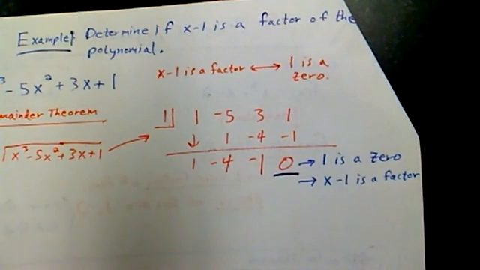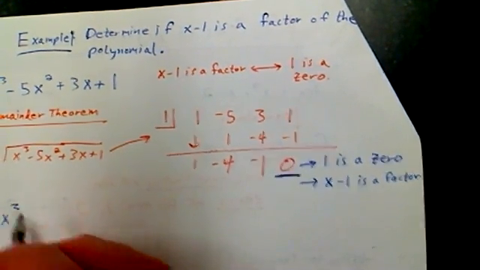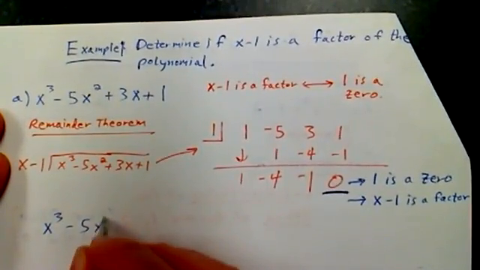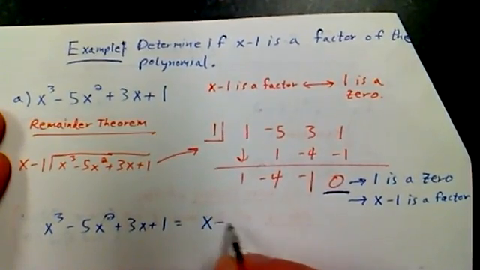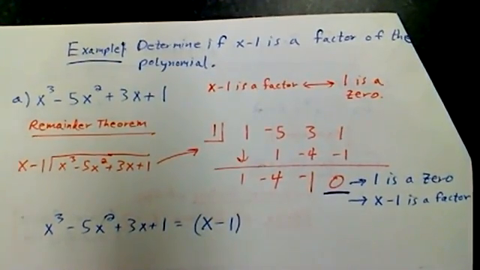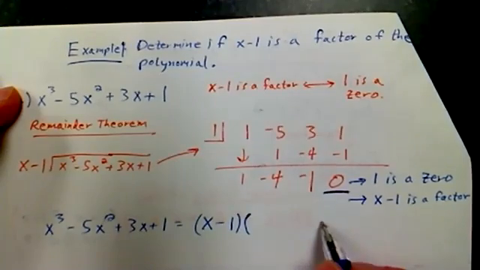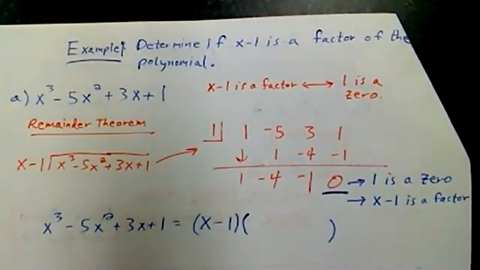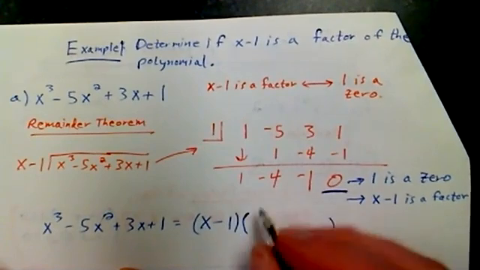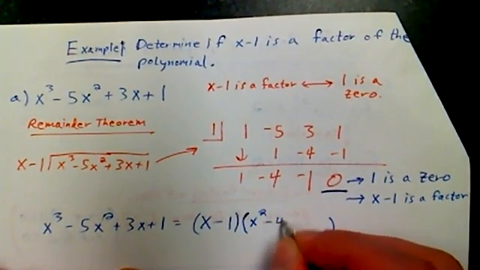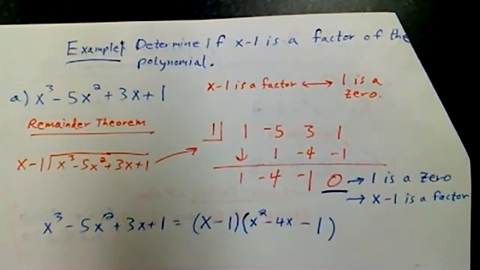Well, here's the thing. If I'm taking this polynomial function, I can write it like this now. I can say x cubed minus 5x squared plus 3x plus 1 is equal to, well, I know x minus 1 is a factor. But then the question becomes, well, what is the rest of this stuff, right? How do we figure that out? Well, remember, this is the leftovers. So this gives me x squared minus 4x minus 1, if you look at this right here, okay?